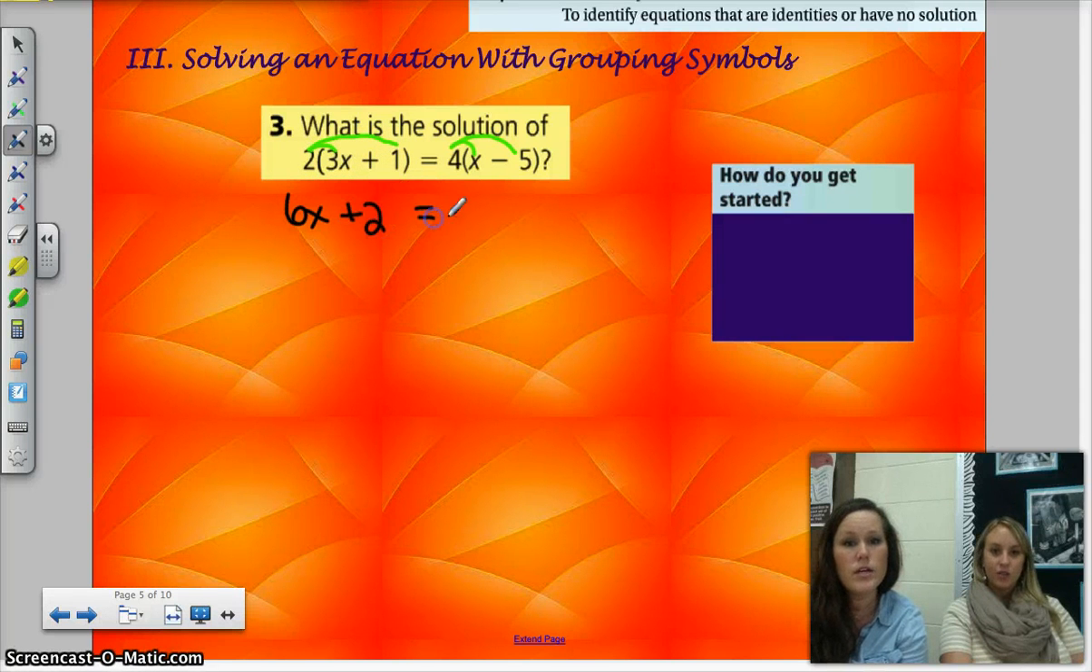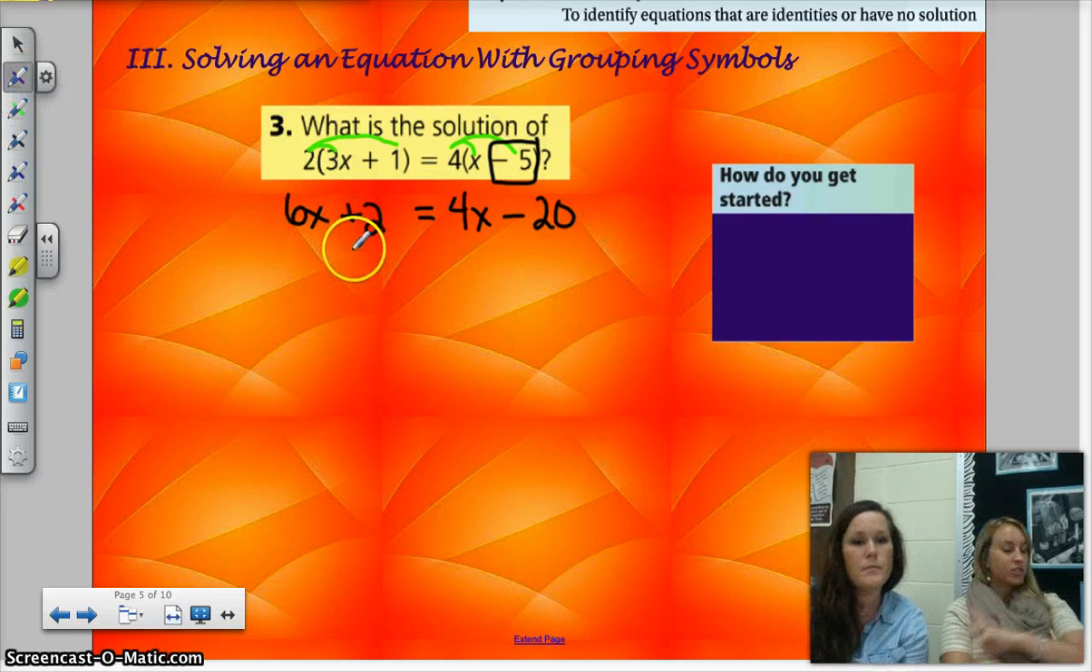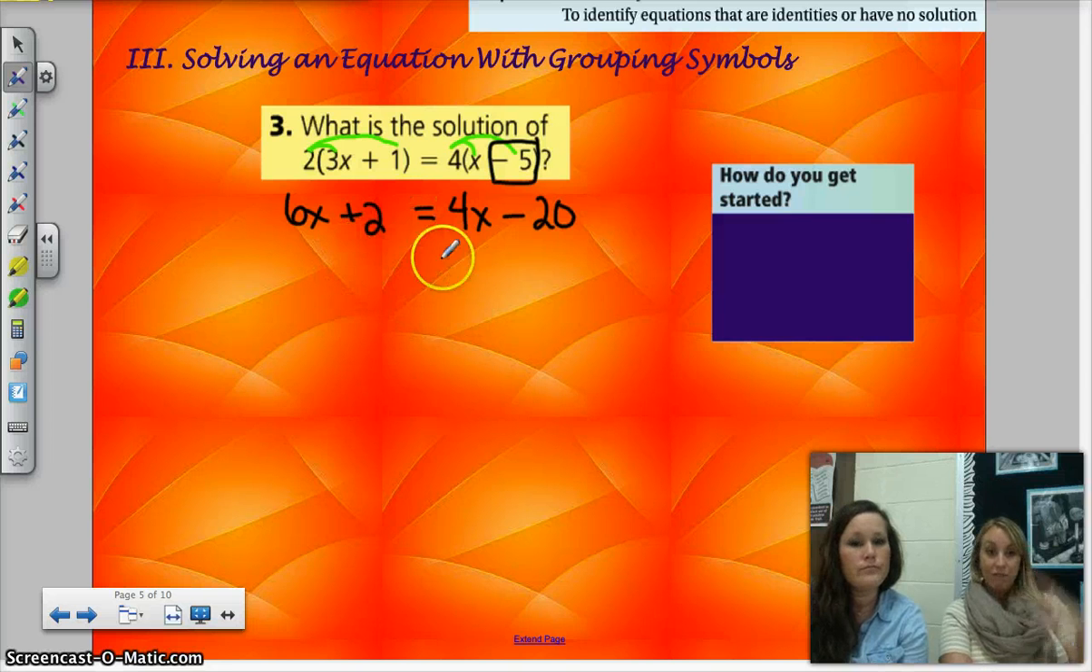Positive 2 equals 4 times x is 4x. 4 times negative 5 is negative 20. Negative 20, or minus 20. Yep. Now we solve. Okay, so it's just like what we did before. All we did was add that first step in for you.